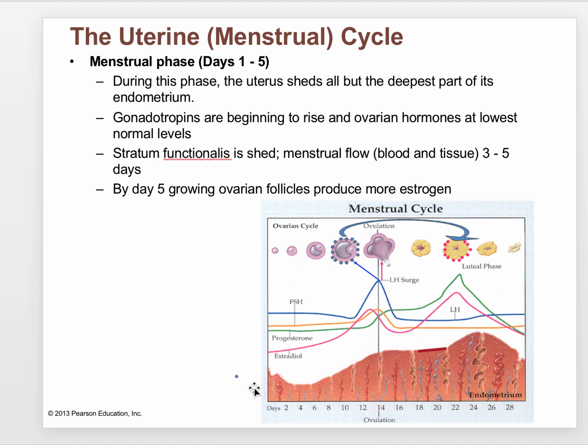So the menstrual phase. During this phase, the uterus sheds all but the deepest layer of the endometrium. Gonadotropins begin to rise. That's the LH and FSH. Ovarian hormones are at the lowest normal level. Stratum functionalis is shed. Menstrual flow lasts for 3 to 5 days. By day 5, the growing ovarian follicles produce more estrogen.